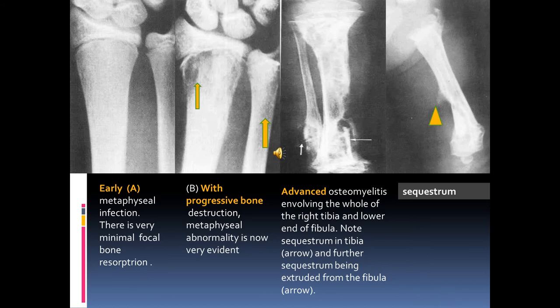In image A, there are very minimal changes and the X-ray seems to be nearly normal. In image B, there is a progressive bone destruction which is noted as osteolytic areas in the lower end of the radius and ulna, while in the advanced osteomyelitis, the whole lower part of the tibia mainly, and the fibula, there will be severe bony changes involving the destruction of the cortex and part of the medulla, with evidence of sequestrum, which is the dead bone that appears very dense and reaches the surface. And in the last image you can see the area of the sequestrum overlying the area of the cortex, and this represents the complication of osteomyelitis.